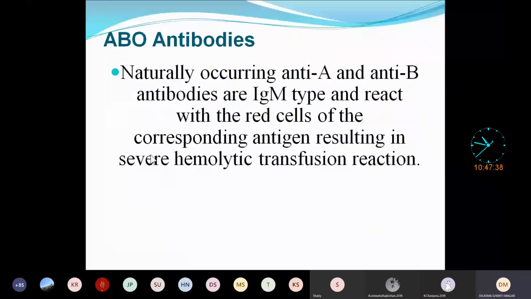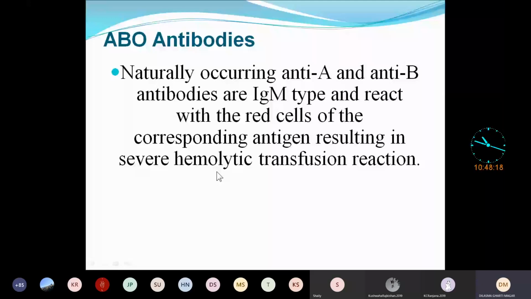Now we'll come to the ABO antibodies. These ABO antibodies are the naturally occurring anti-A and anti-B antibodies. And these antibodies are the immunoglobulin M type, IgM type. And they react with the red cells of the corresponding antigen, resulting in the severe hemolytic transfusion reaction. So this sentence, did you understand? So here these anti-A and anti-B antibodies are the immunoglobulin M type, and they react with the cells of the corresponding antigen, resulting in the severe hemolytic transfusion reaction.